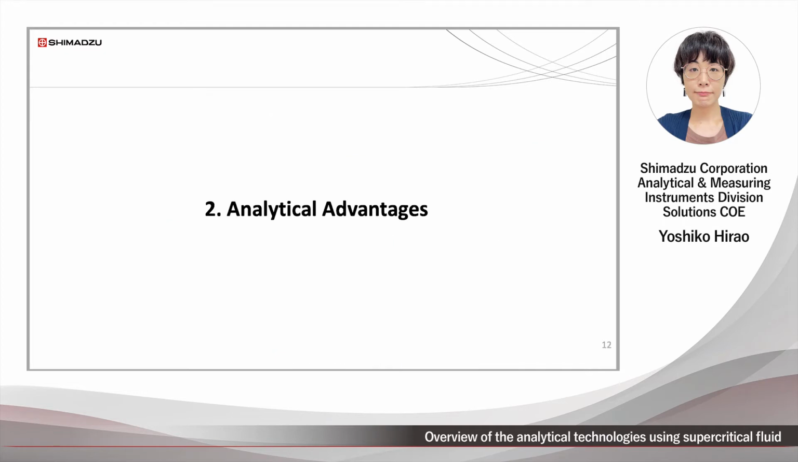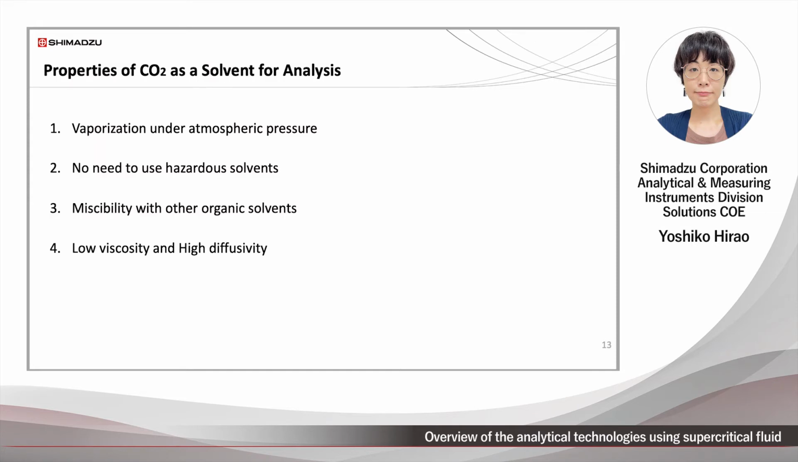Next, I will give the advantages of analytical technologies using carbon dioxide. Carbon dioxide is used as a mobile phase in SFC analysis. It has some unique properties. Here are four typical properties of carbon dioxide in SFC analysis. Let's talk in detail.